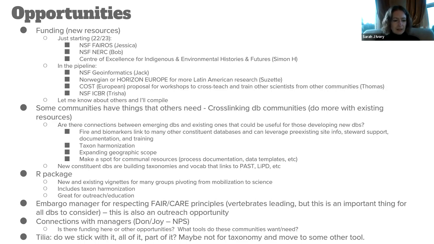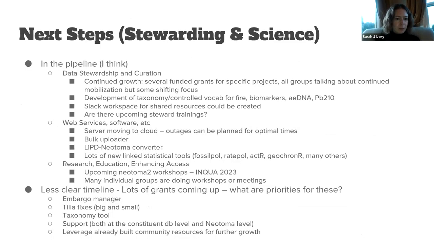And then at the end, this is kind of a terrible thing for me to put in here, but I said, Tilia, do we stick with it, all of it, part of it? Maybe not for taxonomy, in order to smooth out that process, maybe move to some other tool, but it's a valid point for discussion. And I'll just finish up really quickly with some of these next steps that I saw.